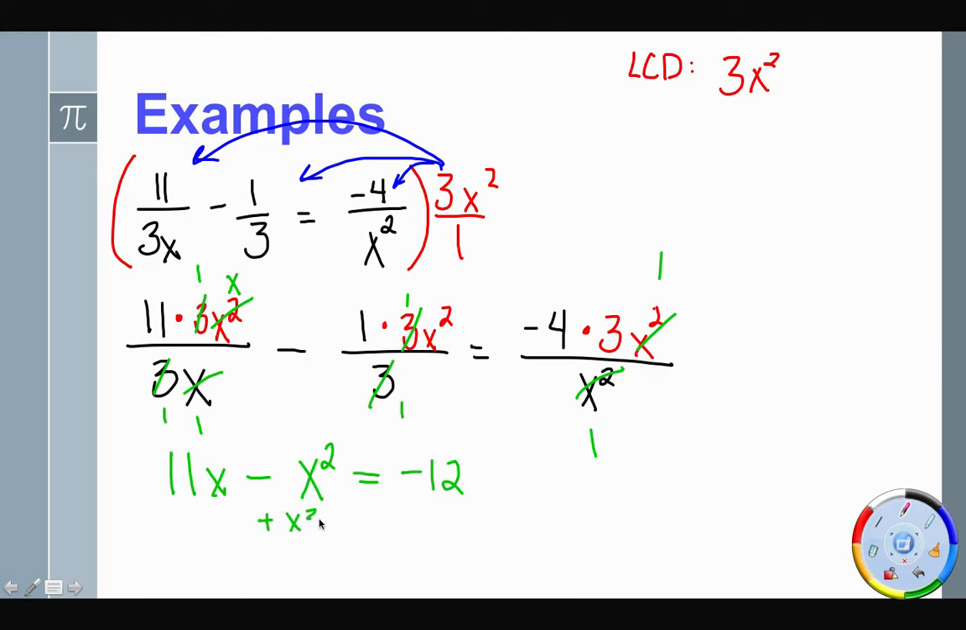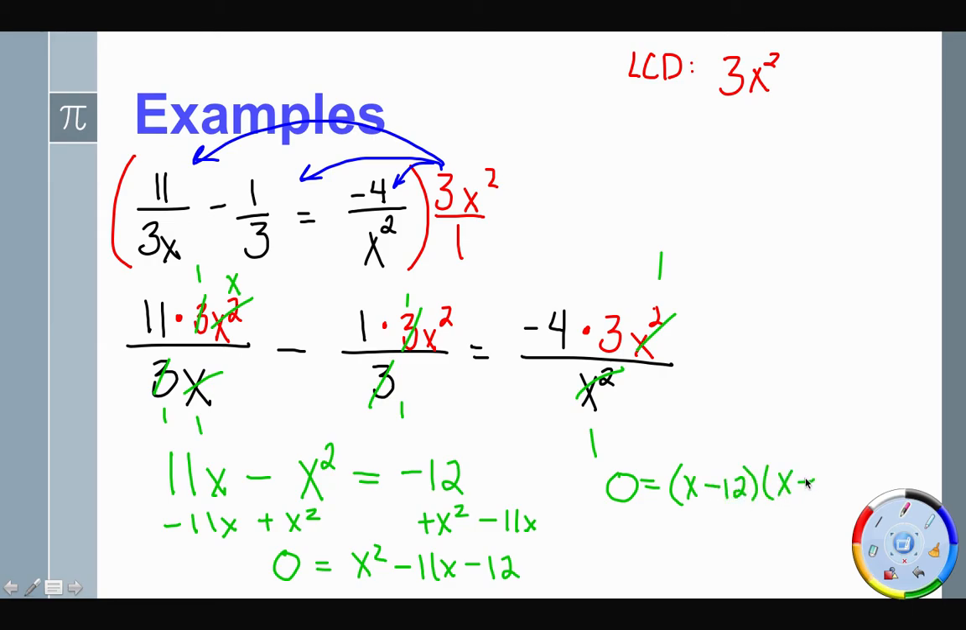So we're going to add x squared, and we're going to subtract 11x. Add x squared and subtract 11x. And we get this nice new equation that says 0 is equal to x squared minus 11x minus 12. And we know if we have a quadratic equal to 0, we're going to factor that quadratic. And we get x minus 12 and x plus 1. That means that x equals positive 12 and -1.